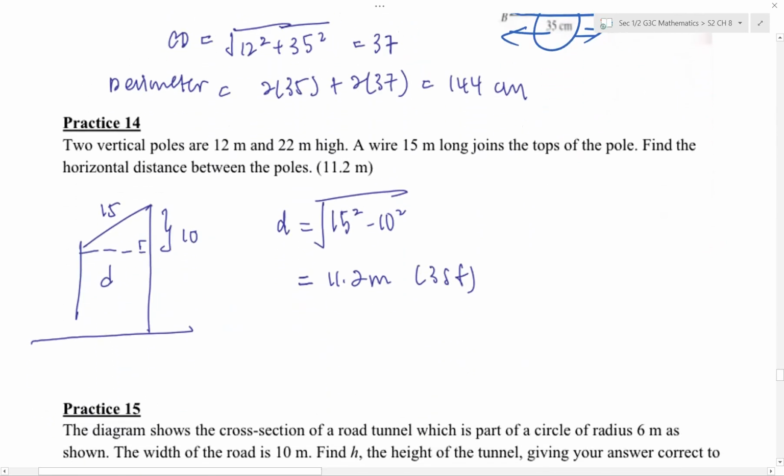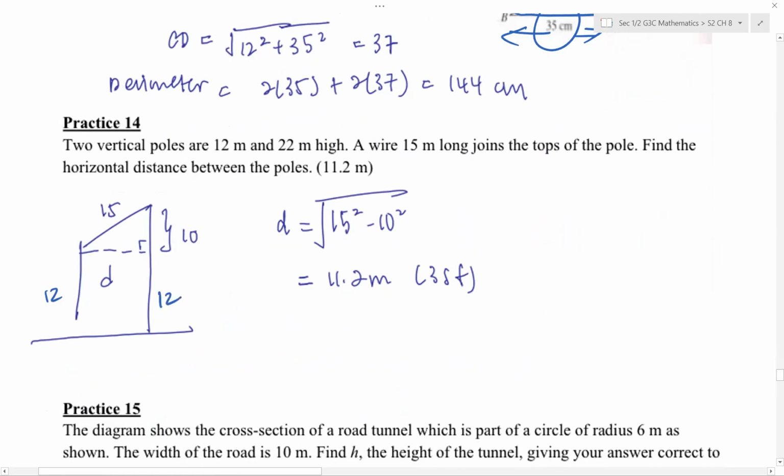Okay, two vertical poles. Sketch some diagram, sketch it out yourself. Then you can see whether there are any right angle triangles. The key is always to find the right angle triangles. That's all we have learned so far. So 12 meters, 22 meters, then it's going to be a difference. It's 12 and another 12 over here, total 22.